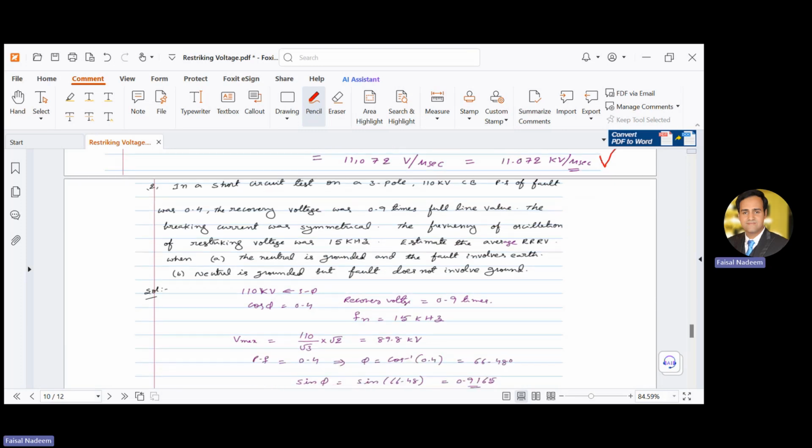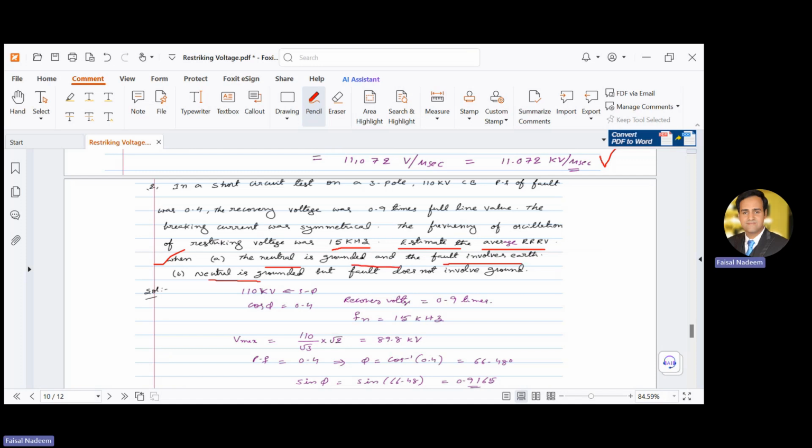Now we will start with the second numerical. In a short circuit test on a 3-pole 110 kilovolt circuit breaker, the power factor of the fault was 0.4. The recovery voltage was 0.9 times the full line value. The breaking current was symmetrical. The frequency of oscillation of the restriking voltage was 15 kilohertz. Estimate the average RRRV when the neutral is grounded and the fault involves earth.